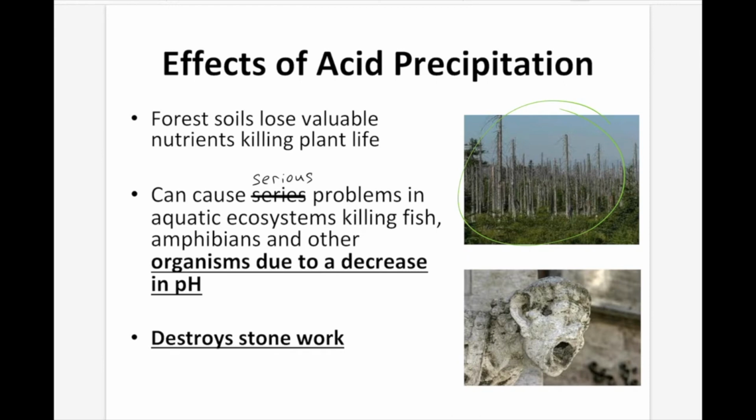And lastly, it can also destroy stonework. A lot of the older stonework is made from things like limestone, which is very susceptible to acid precipitation. When it rains down upon it, it can actually really break them apart.